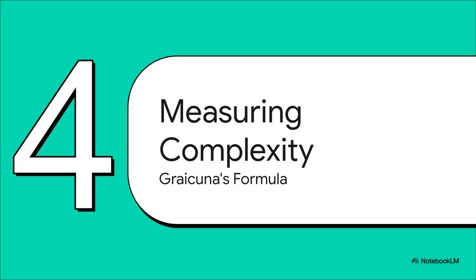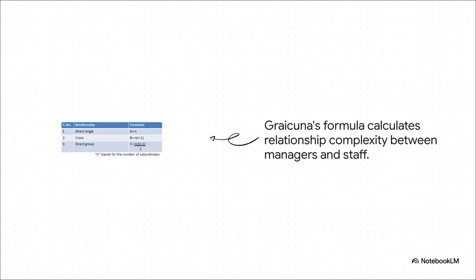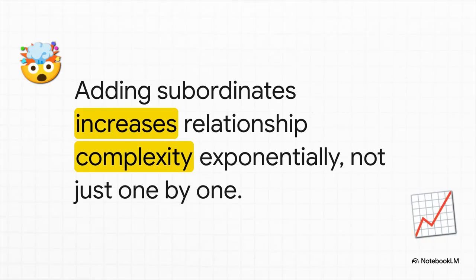Now you might be thinking this all sounds a bit subjective. Well, a French management consultant named V.A. Graicunas actually tried to quantify why the span of control has to be limited. He identified 3 different types of relationships that a manager has to deal with. There's the direct one-on-one with each subordinate. Then you have the cross relationships between the subordinates themselves, and finally, the relationships between the manager and various groups of subordinates. Now don't worry, you do not need to memorize these formulas for your exam.